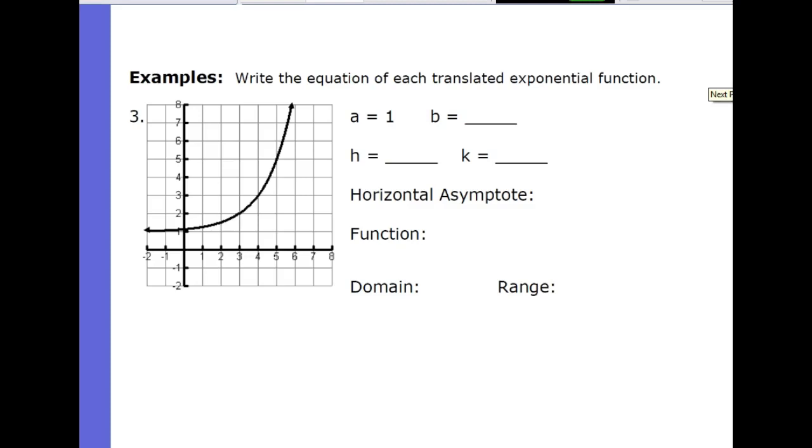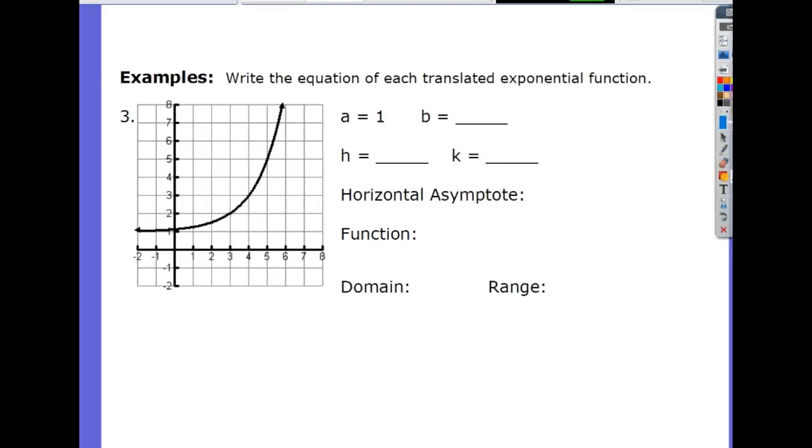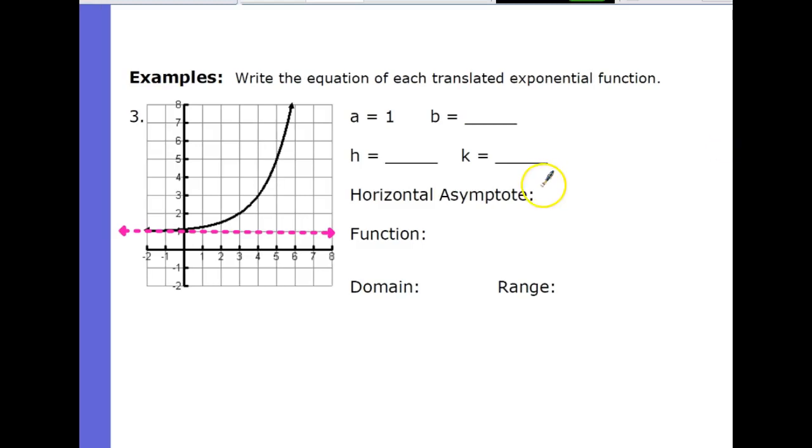Okay, this one I believe has more than one transformation. Here is the asymptote. The asymptote is at y equals 1. That means it's been moved up 1 because the parent graph has an asymptote at 0. Here is the key point. That's the key point because it's 1 unit above the asymptote, and that is over here at 3. The x value of that point is 3.